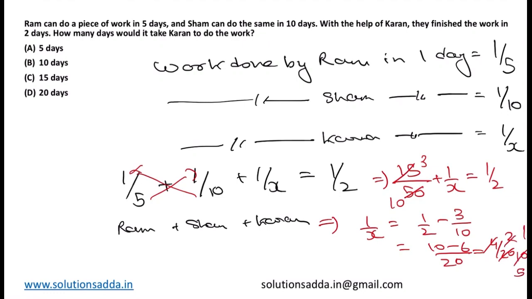That is 1 by 5, which implies that 1 by x equals 1 by 5. That is Karan's work in 1 day. So Karan's work in 1 day is 1/5 of the work done. So the total number of days taken by Karan to complete the work is 5 days. Hence the correct answer is option A, 5.